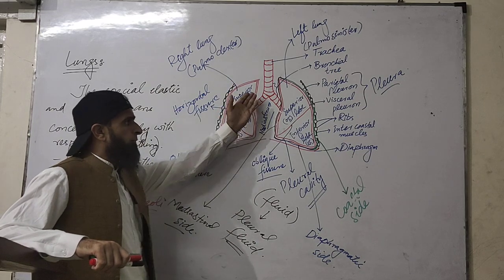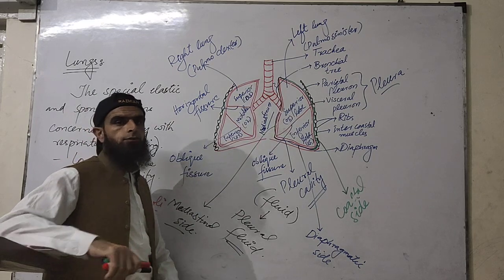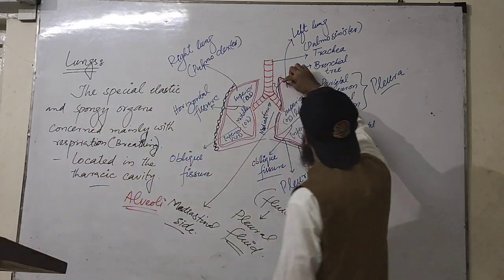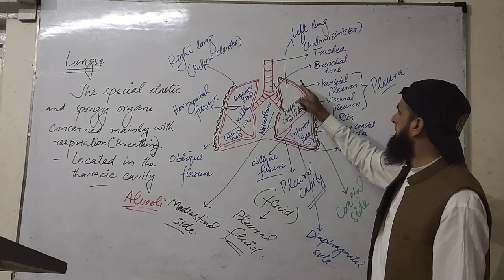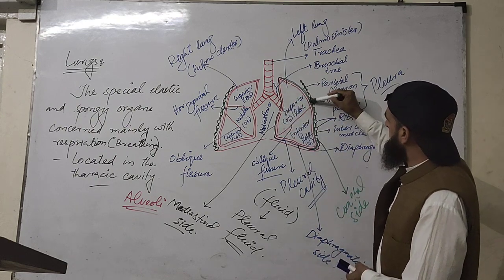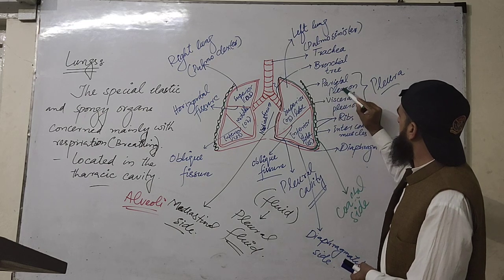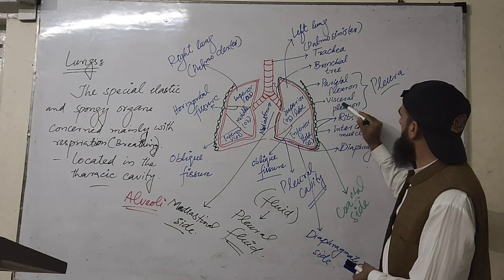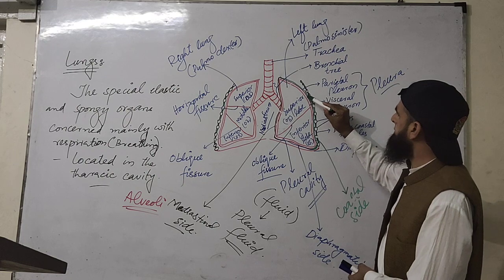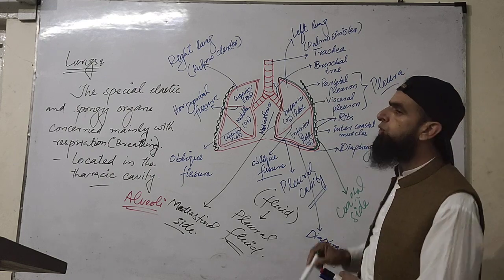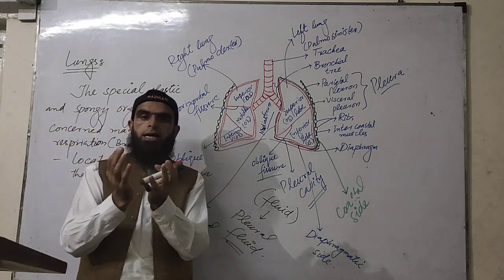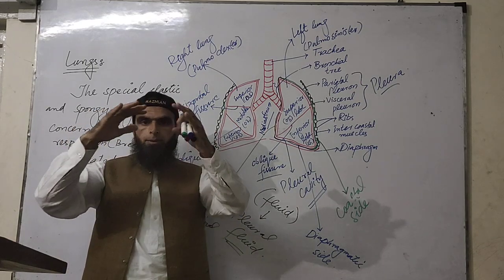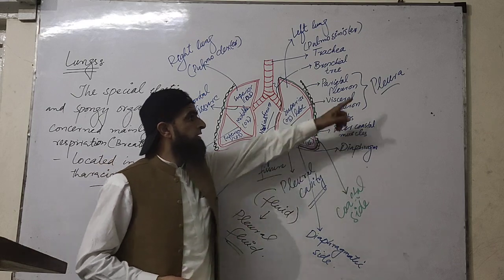Further, we must talk about the coverings of the lungs. The lung is covered by a double membrane. Of these two membranes, the outer membrane is called the parietal pleura and the inner one is called the visceral pleura. Both of them are collectively called the pleura. This means each lung is covered or surrounded by a double membrane structure which is called the pleura.